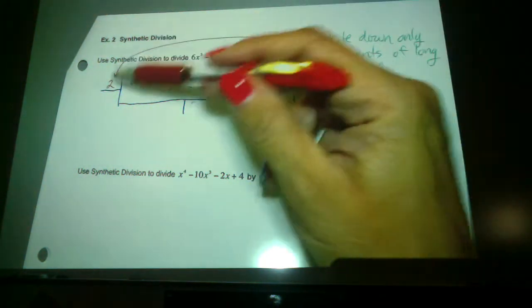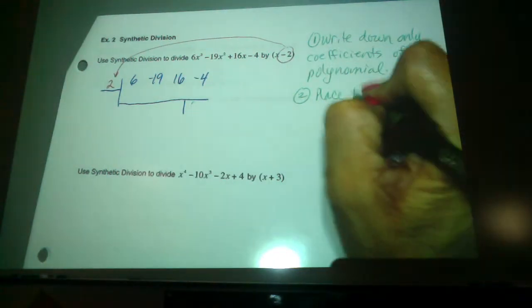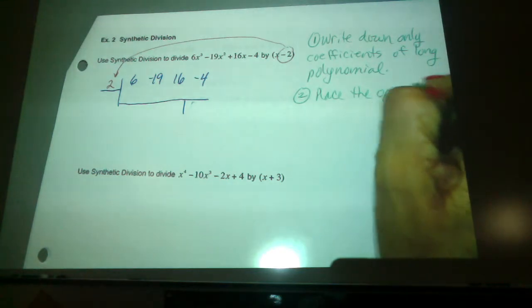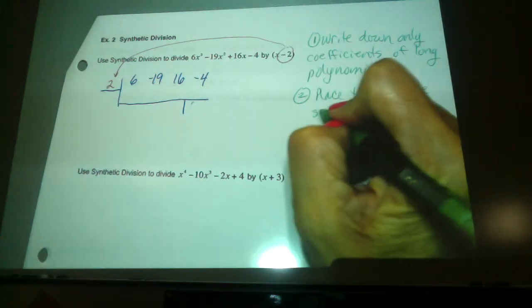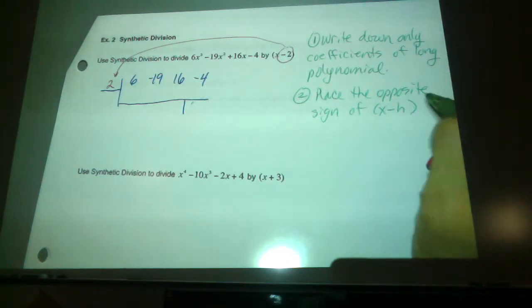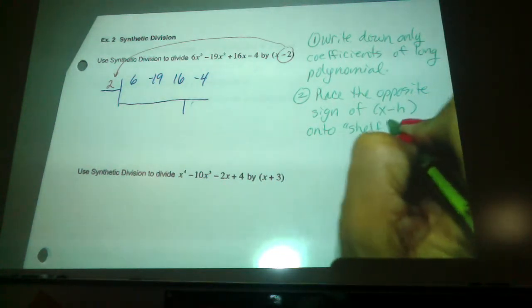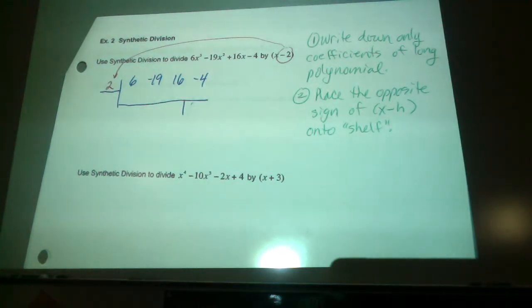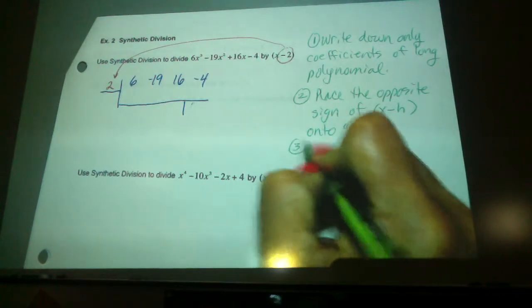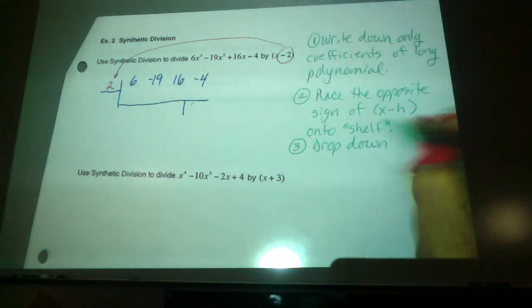And inside parentheses, always opposite sign. So write yourself that note. Place the opposite sign of, and I'm going to call this x minus h, whatever that binomial is, onto, and our technical word is the shelf. Whatever the opposite sign is. Again, noting that the x in that binomial should have a coefficient of 1. So then step 3, you're going to drop down the first number.